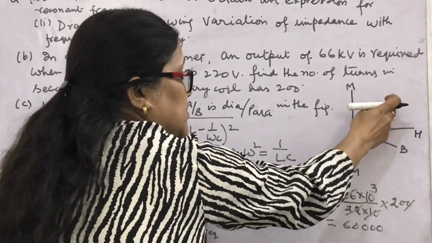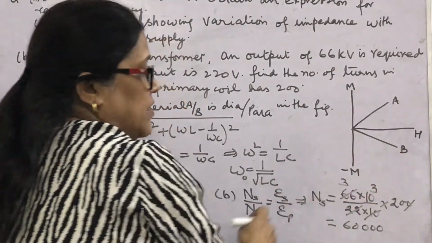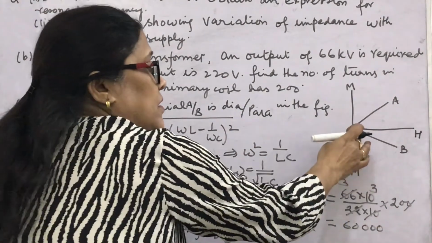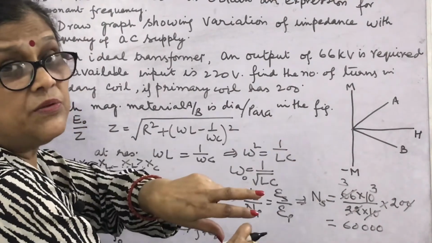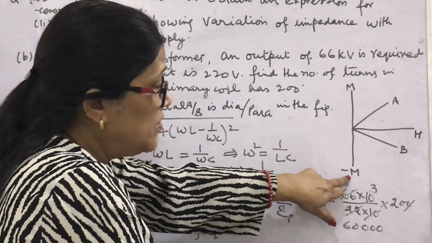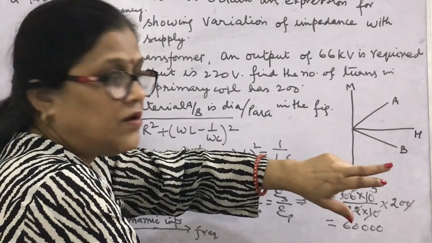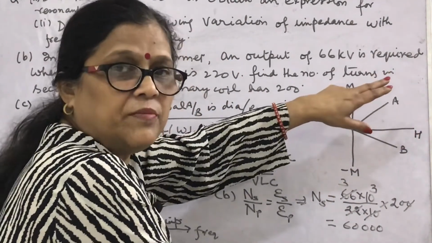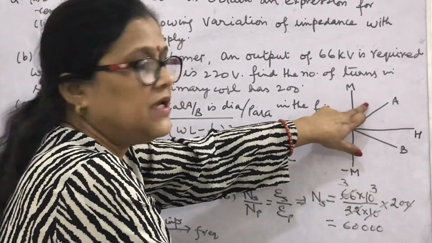This graph shows for A and this is for B. How will you say? Simply that diamagnetic materials are magnetized in the direction opposite to the applied field. So what will be B? Here this is negative, so B will be dia and A will be para. On applying the magnetic field, A is magnetized in the direction of the magnetic field, so it is positive and this is negative. So B is dia, A is para.